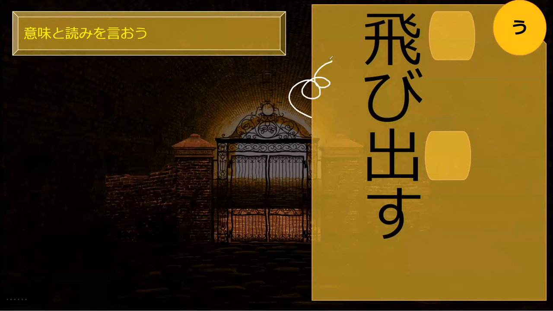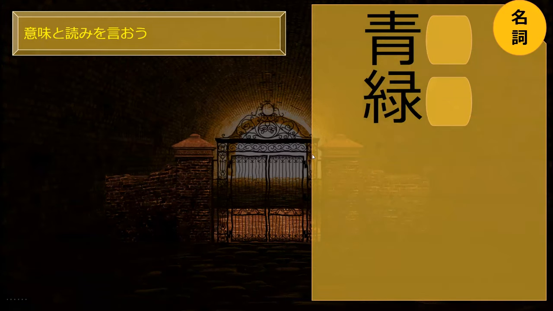Can you read this word for me? Tobi dasu, to jump out. Yeah, to jump out at. Perfect. Would you read this word?